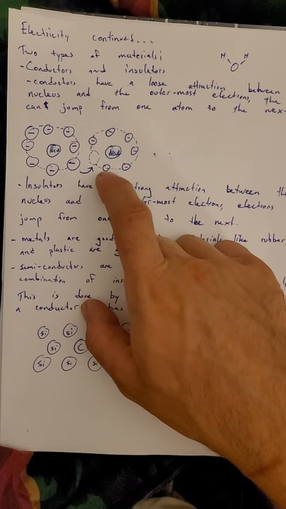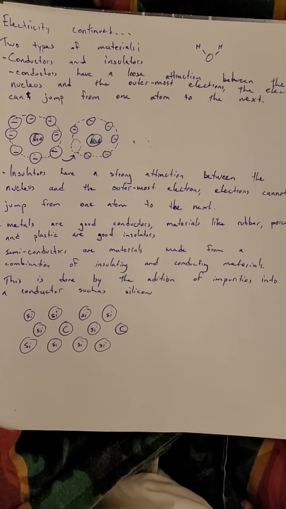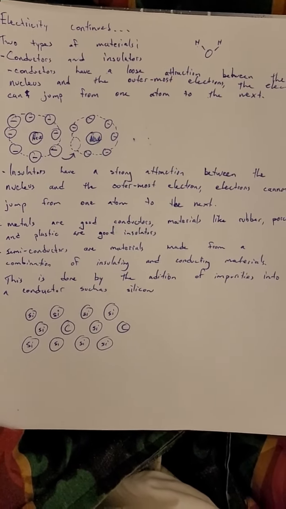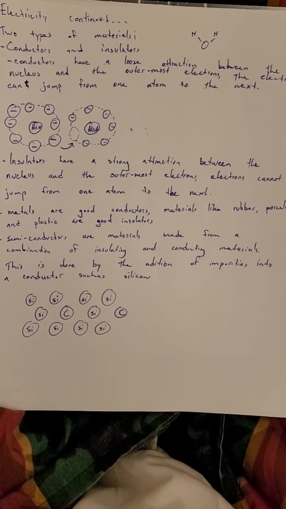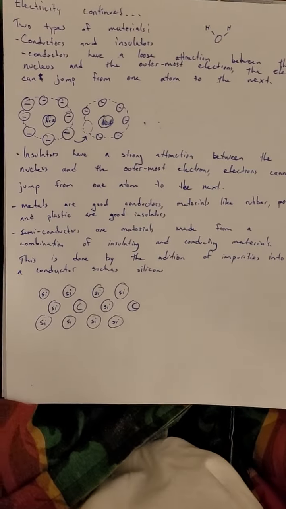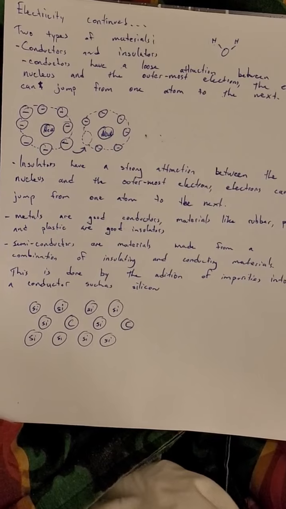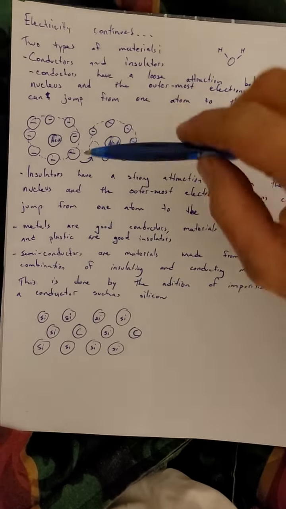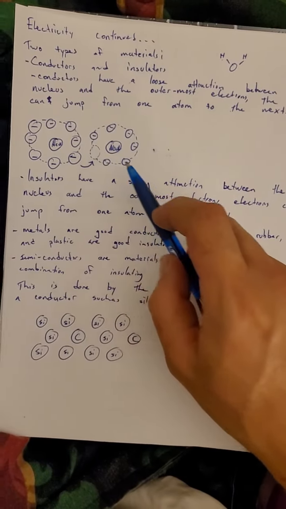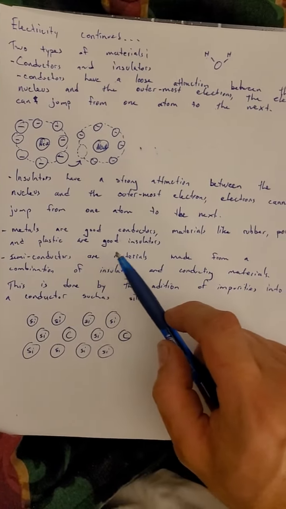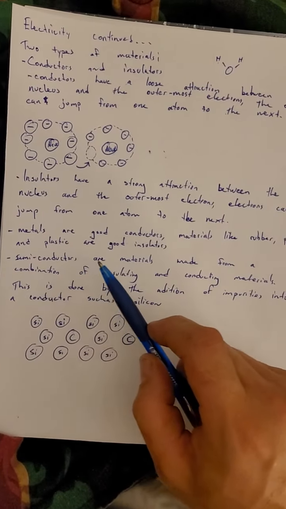atom neighboring it. Now, insulators are the opposite. They have a strong attraction between the nucleus and the outermost electrons, and electrons cannot jump from one atom to the next. Metals are examples of good conductors, which allow electrons to jump from one atom to the next. And materials like rubber, porcelain, and plastic are good insulators.